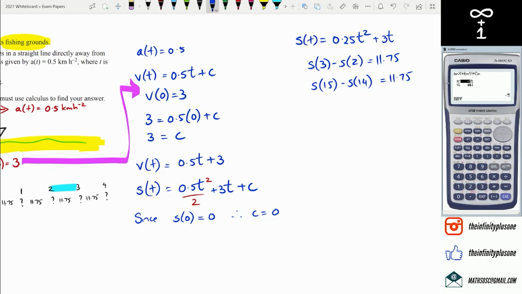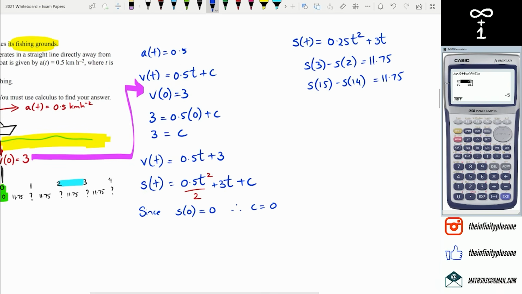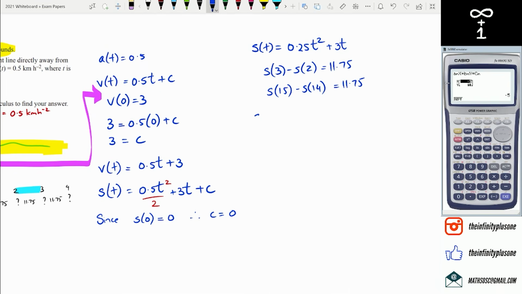But what we do know is we can actually rewrite this as s of t plus 1 minus s of t equals 11.75. So what I've done there is that at any time, whatever t is, it's got to be 1 after that. That's why we write that t plus 1. And if we subtract those two numbers, it's going to equal 11.75. But we don't know what the t is, right? But what we do know is that it's t plus 1 and t.